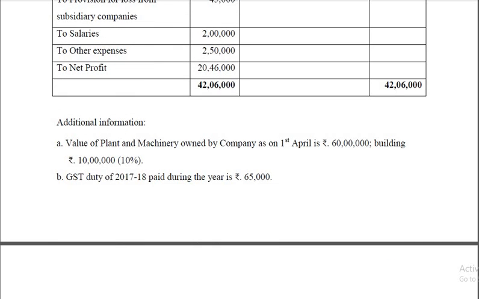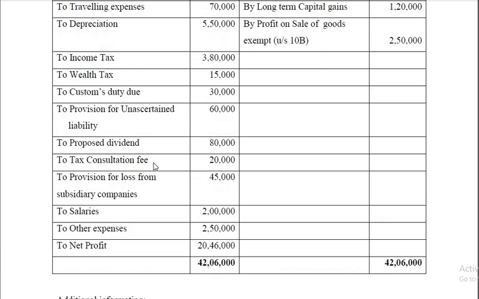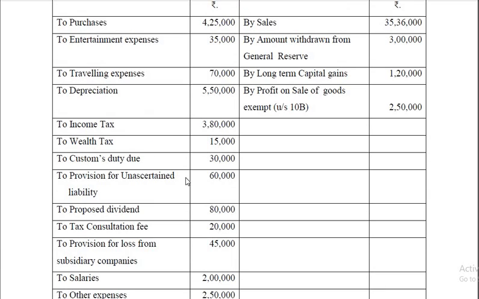Value of plant and machinery owned by the company as on 1st April is 60 lakh. So, for plant and machinery the rate of depreciation is 15%. 15% on 60 lakh comes to 9 lakh. And then building 10 lakh, so 10%. 10% of 10 lakh is 1 lakh. So 9 lakh plus 1 lakh together, 10 lakh is the total depreciation. Total depreciation is 10 lakh.